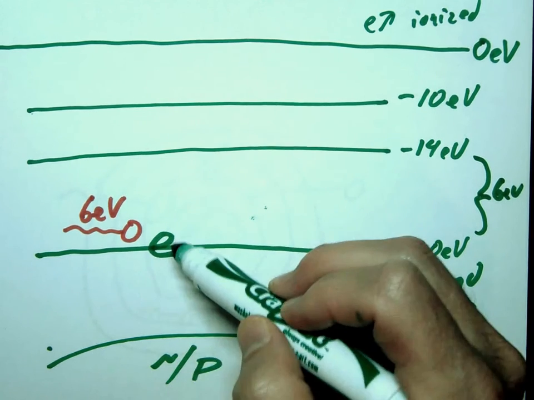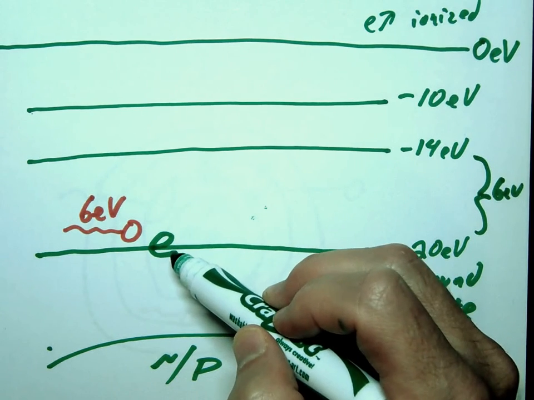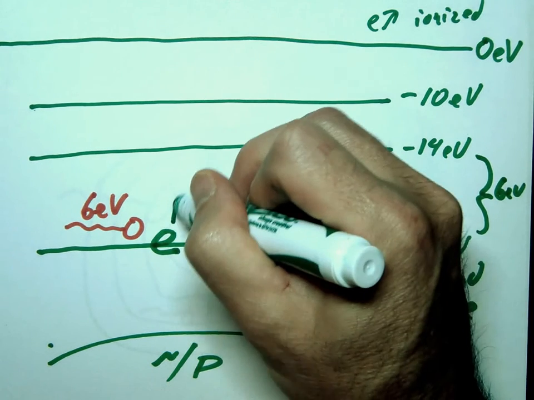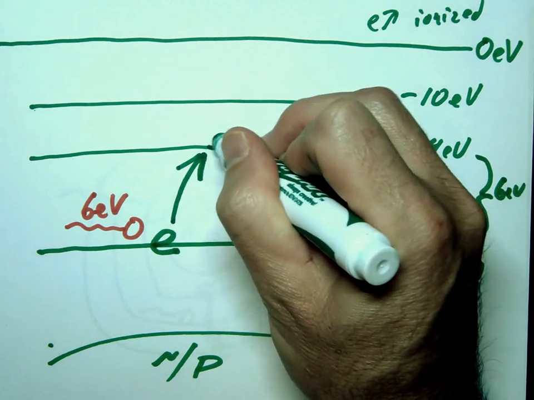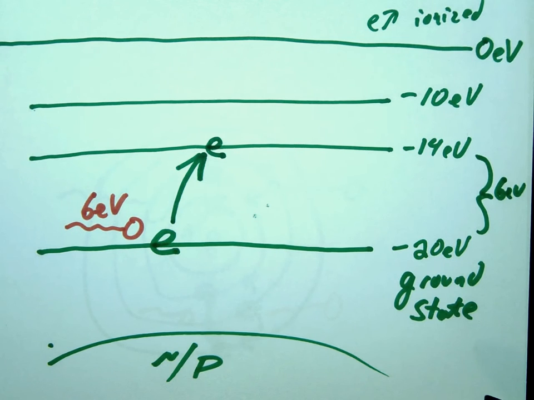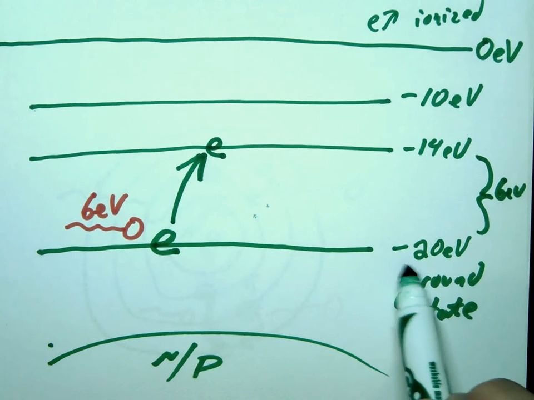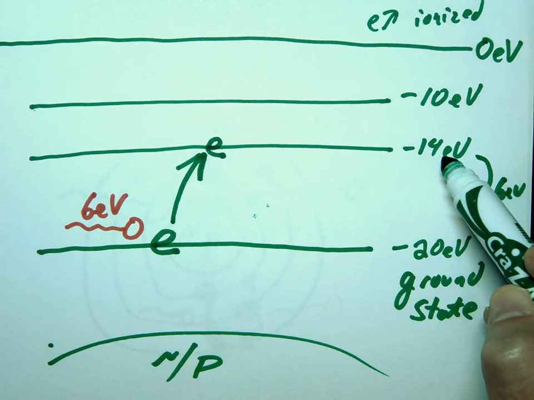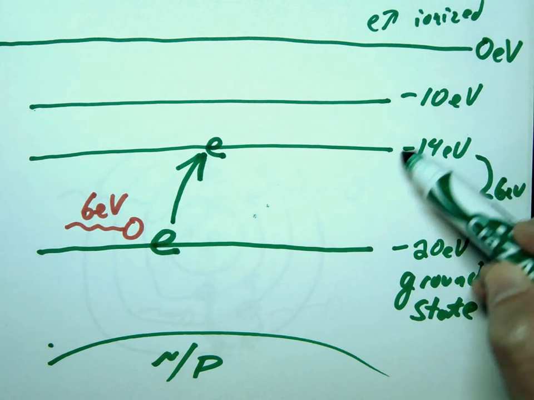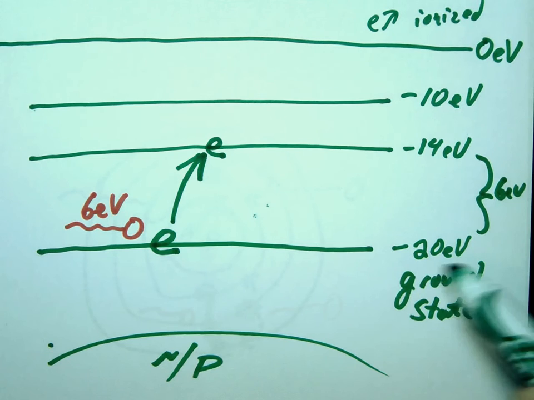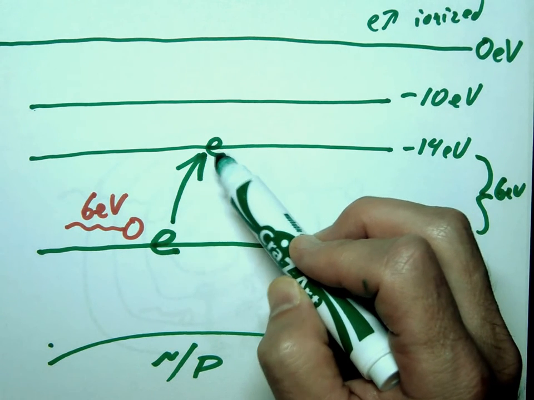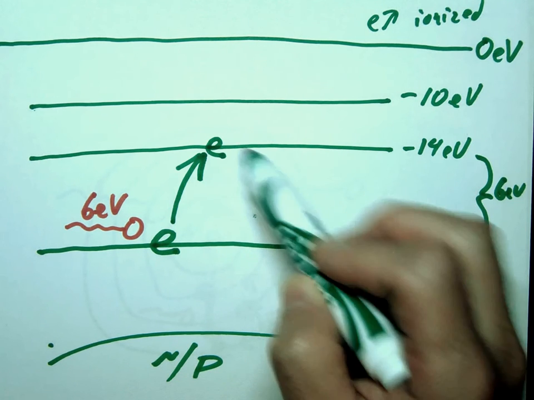So if we send in a 6 electron volt photon, this atom can absorb that, and this electron is going to jump up to a higher energy level. Notice we went from negative 20 plus 6 got us up to negative 14. So it's absorbed that 6. Negative 14 is a greater number than negative 20, and so it has now been excited. We'd say it's now in an excited state.